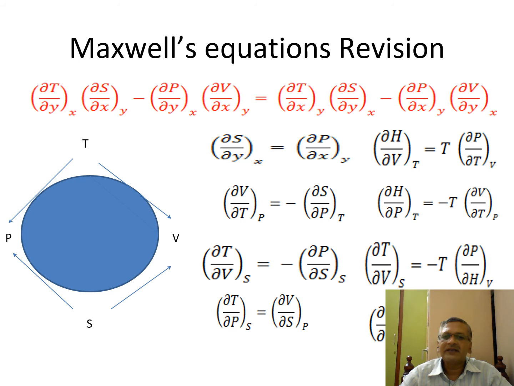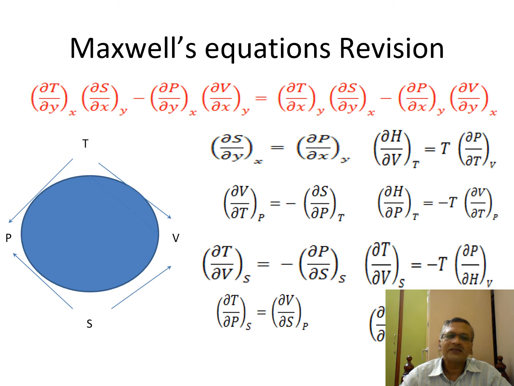Wherever there is a T, we can make it a partial differential with denominator ∂V, and whenever there is a V, a partial differential with temperature ∂T. We can write this equation as ∂S/∂y keeping x constant is equal to ∂P/∂x keeping y constant. Replace ∂S by ∂H/T, therefore ∂H/∂V keeping T constant is equal to T into ∂P/∂T keeping V constant. So T and V is over.